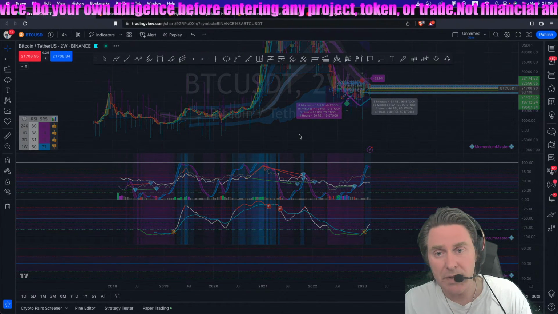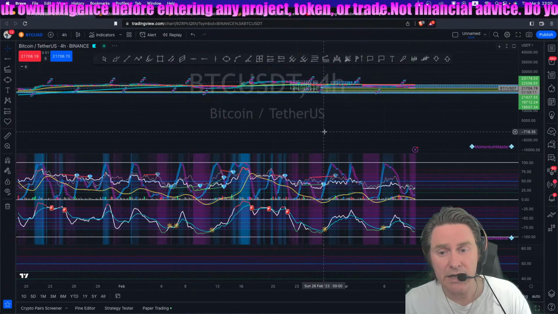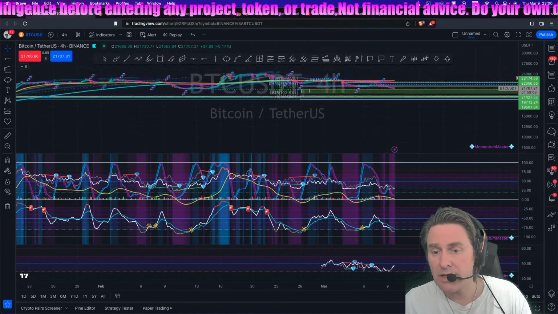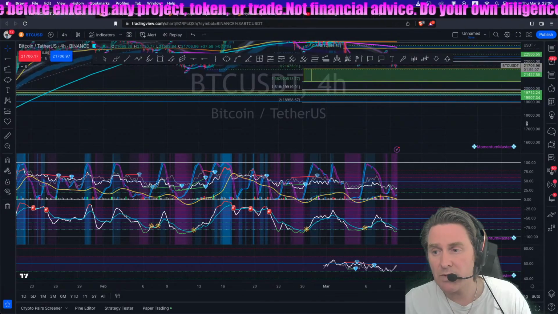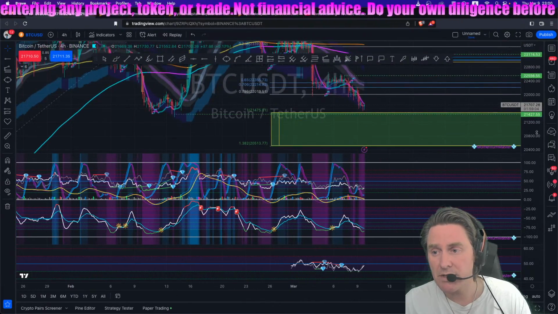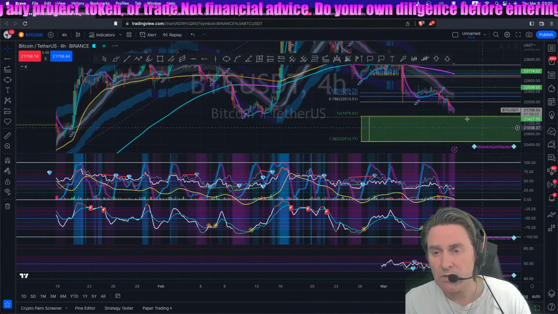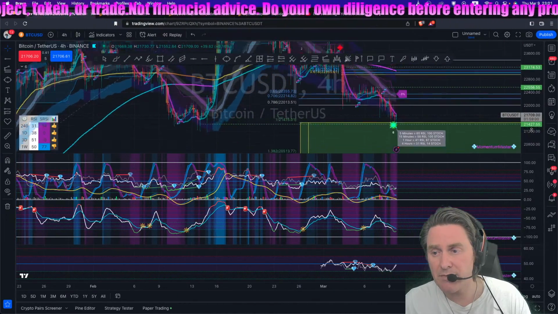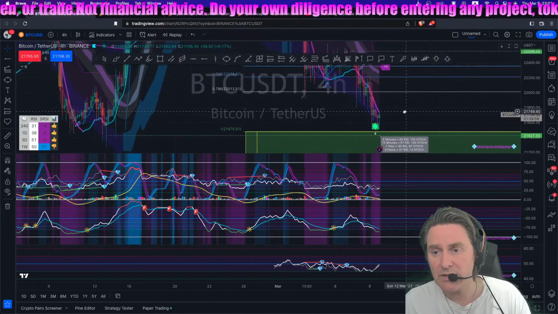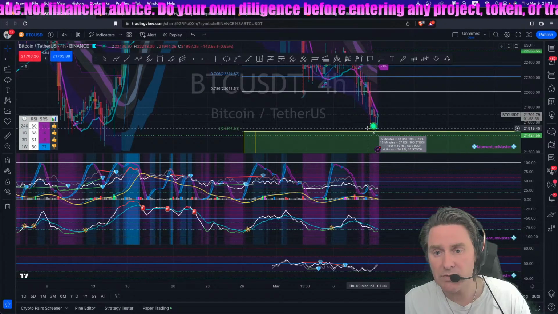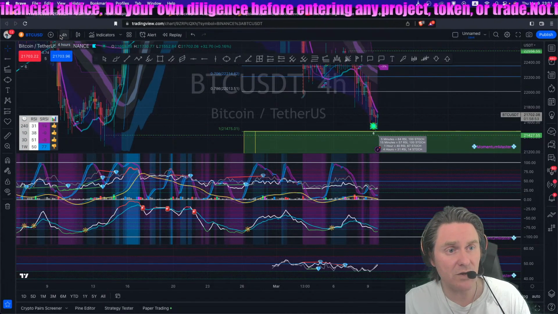So going back to the 4-hour time frame, we looked thoroughly at the higher time frames. The 4-hour time frame is oversold on both the stochastic RSI and the Williams. We're starting to see that kind of nice bounce starting to occur from the message you would have received on your phone from Momentum Master Ultimate.